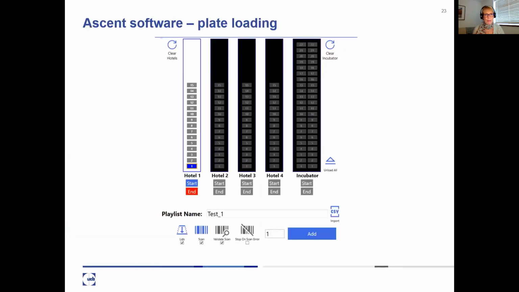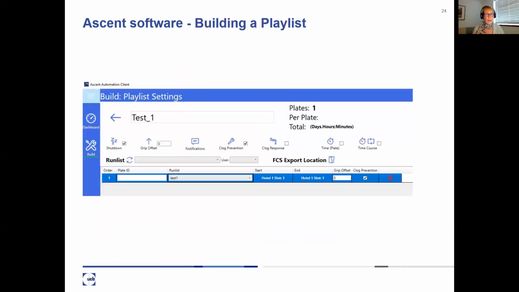So to give you a bit of a flavor of the Ascent software, this is what it looks like when you're first setting up the experiment. You can designate the start and end location for your plate. You can tell the system if you've got lids, and you can ask it to scan barcodes on your plates, which we find extremely useful. Then you can build your playlist.